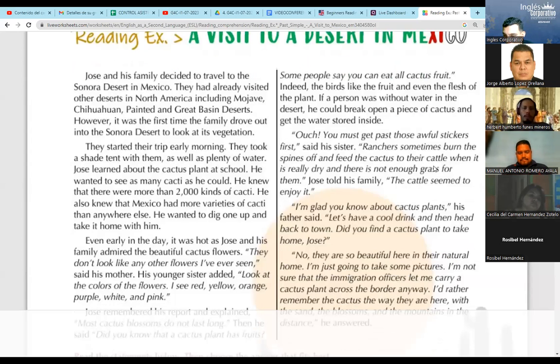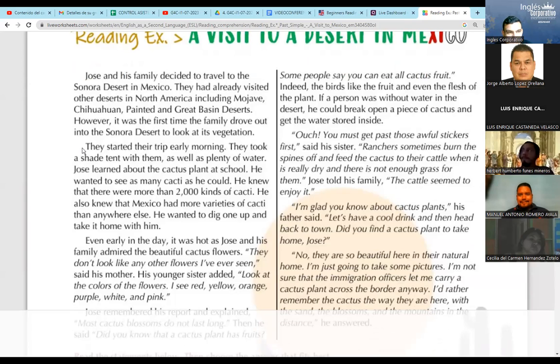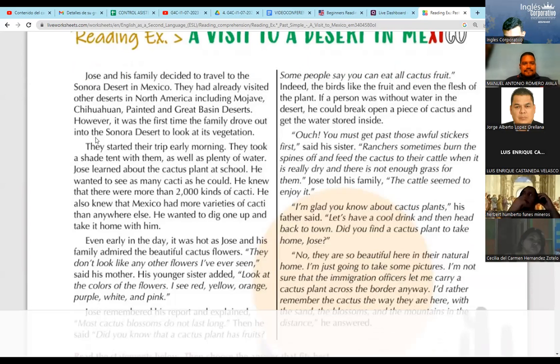Second paragraph. Mr. Manuel, please. Mr. Manuel Antonio. Okay, don't worry. Here. They started their trip early morning. They took a shade tent with them, as well as plenty of water.